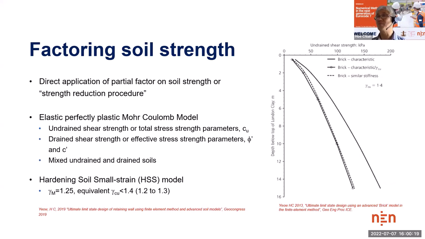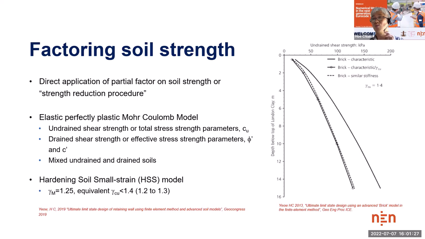Factoring soil strength, as I previously mentioned, you can directly apply it on the soil properties, or you can use strength reduction procedures. When you use a simple soil model like the elastic perfectly plastic Mohr-Coulomb model, it is easier to apply partial factor. If you do your analysis in undrained total stress condition, you input it as cu or undrained shear strength, and you apply the partial factor on it directly. If it is drained shear strength parameters, you apply the corresponding partial factor on it. The problem is when you have mixed undrained and drained soil and you have strength reduction procedures and you need to hit the right level of partial factor, and because cu, phi dash and c dash have different partial factors, where you need to stop if you use strength reduction procedures is critical.